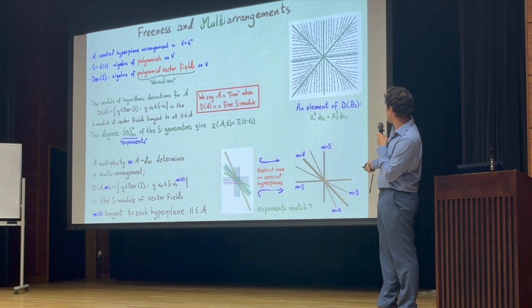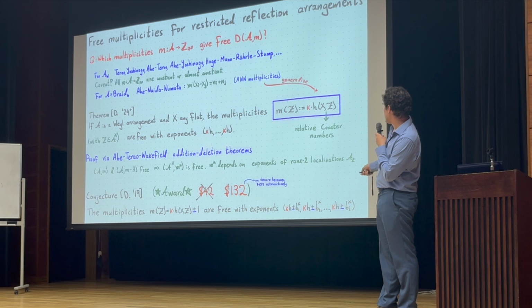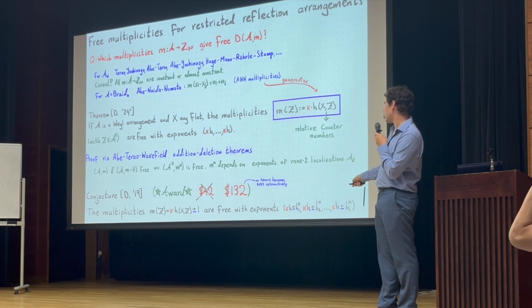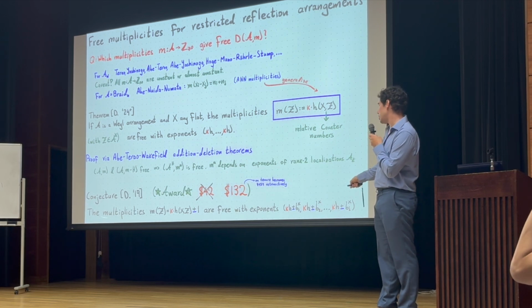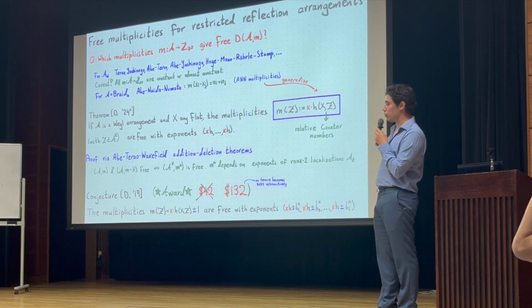As far as the multi-arrangement results go, this conjecture and this theorem, the theorem works for reflection arrangements, and this conjecture, I can also state it for reflection arrangements. There might be a version of those for complex reflection groups as well, but I'm not sure exactly what it's going to do.